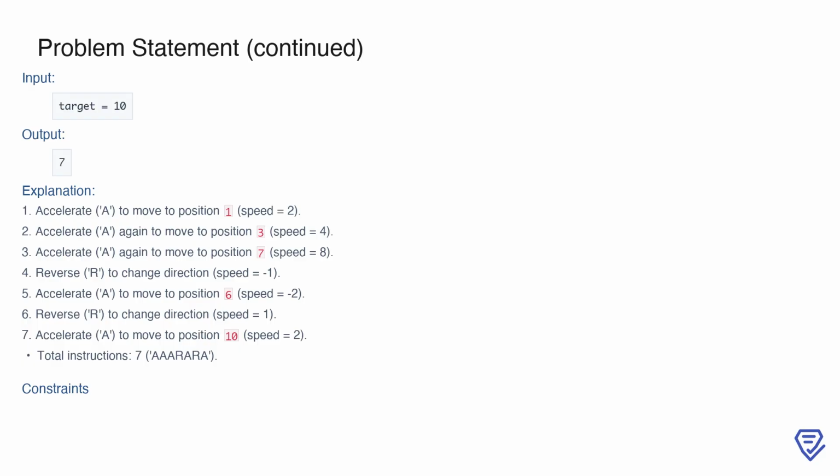Reversing again changes the direction and resets the speed to 1. Finally, one more acceleration moves the car to position 10 with a speed of 2. This process takes a total of 7 instructions, 3 accelerates, 2 reverses, and 2 more accelerates. The instruction sequence is AAARARA, and the output is 7.